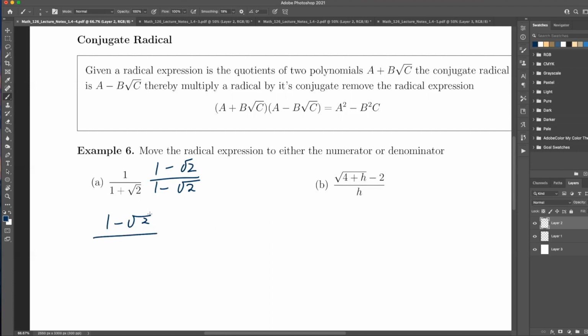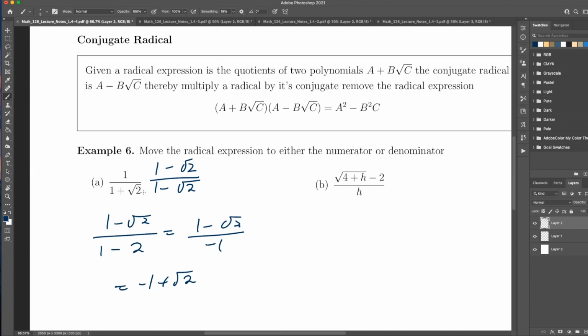And then here, I get 1 plus the square root of 2 times 1 minus the square root of 2, so it equals 1 squared. So 1 squared is 1 minus, there's no coefficient here, minus 2. So this would be minus 2. So this is equal to 1 minus square root 2 over negative 1. And just for my own sake, if you divide by negative 1, you can just swap the signs up top. Dividing by negative 1 is actually the same thing as multiplying by negative 1. It just switches their signs.